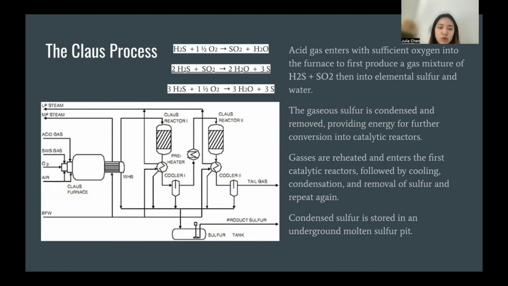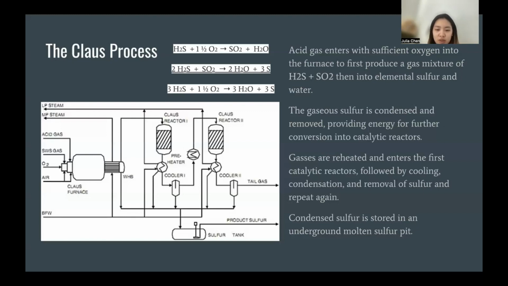About 2/3 of the total sulfur recovered is thermally formed directly in the furnace. And as the hot furnace exhaust is cooled in the waste heat boiler, the gaseous sulfur is condensed and removed. Since the reaction is an exothermic process, the removal of the sulfur from the right side of the reaction provides the driving force for further conversion in the downstream catalytic reactor stages at increasingly low temperature, which favors more conversion to sulfur. The gases are reheated and enter the first catalytic reactor, followed by cooling, sulfur condensation, and removal of sulfur, then repeat again for more recovery.